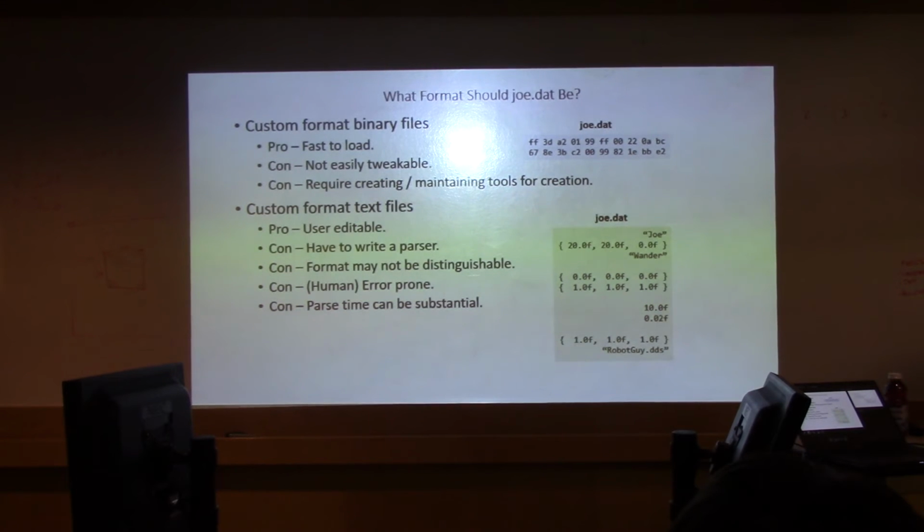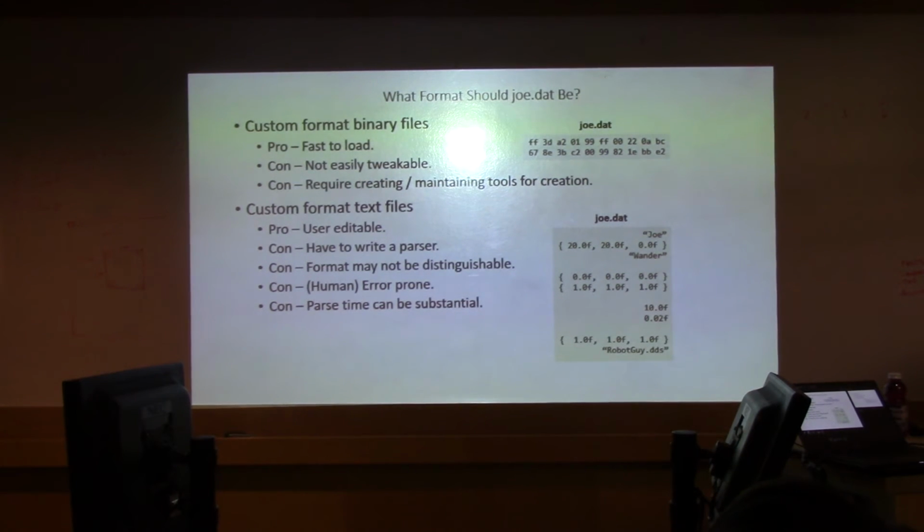And so we started creating our own text files, and obviously the upside here is it's user editable. If I want to change the texture on Joe here, I can just go into this file and change the name of the texture from goodguy.dds to robotguy.dds. Now some of the cons are, I'd have to write a parser. I have to have some way of converting this text file into usable information, which would be parsing it.